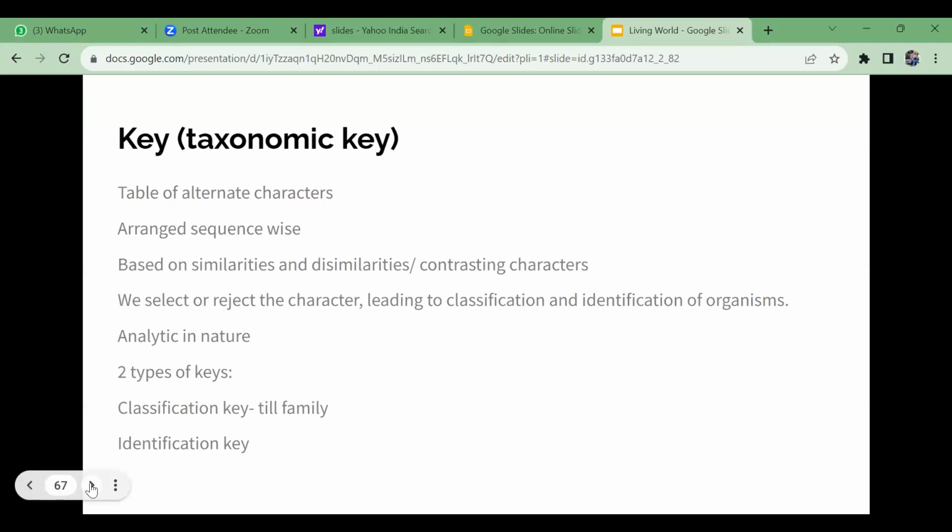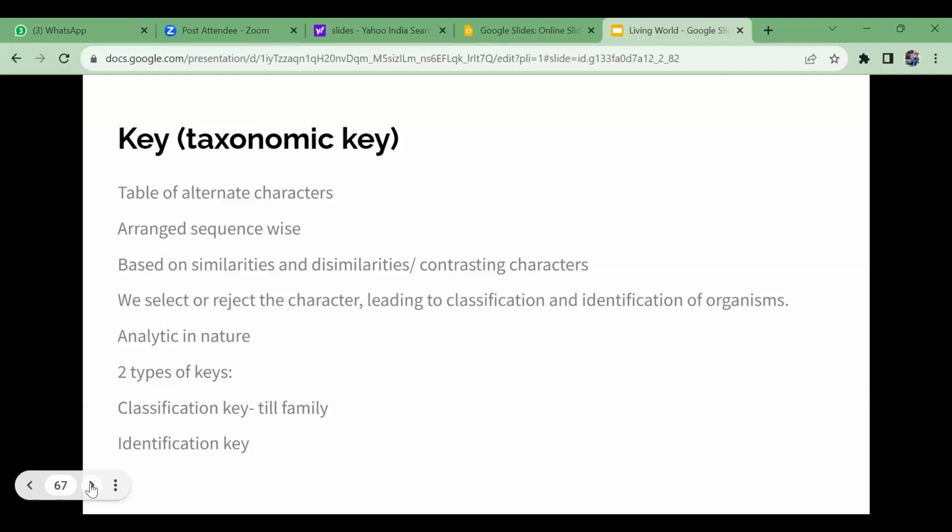Okay, next coming to the keys, taxonomic key. So the table of alternate characters arranged in sequence. There is a table of alternate characters which is arranged in a sequence based on the similarities and differences, and contrasting characters will be there. So we select or reject the character leading to the classification and identification of the organisms. This is analytic in nature.